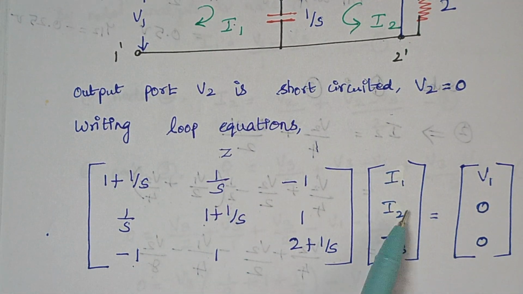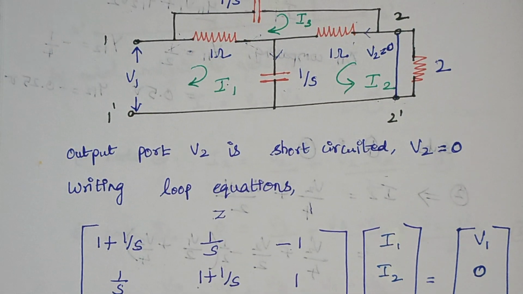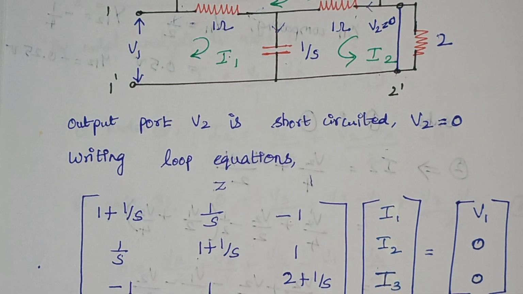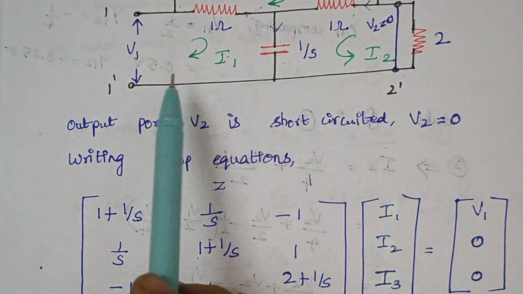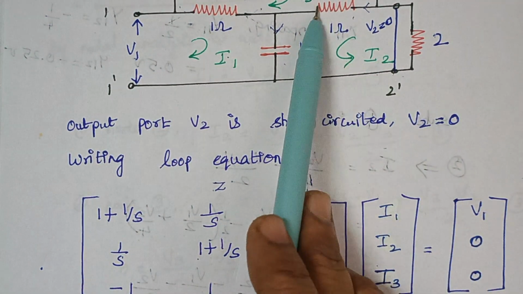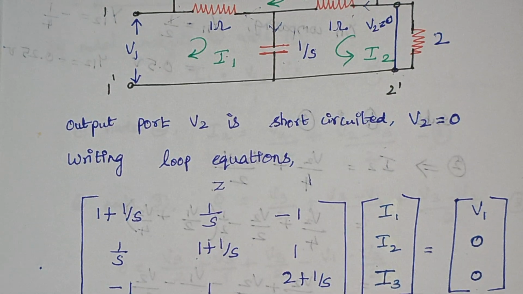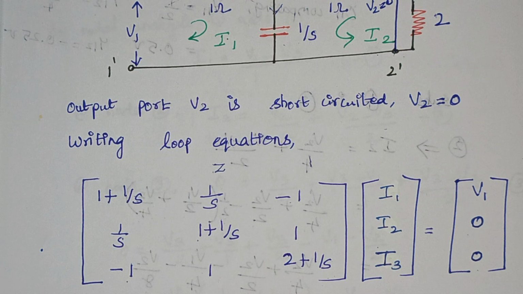The impedance is multiplied by the currents. The respective currents flowing through the 3 loops are I1, I2 and I3. And what are the respective voltages? Here we have V1, and in the second and third loops there are no source voltages, therefore it is 0. This is the basic matrix which you have to write correctly.